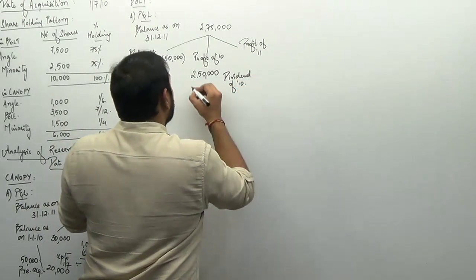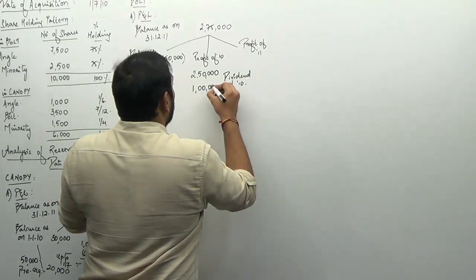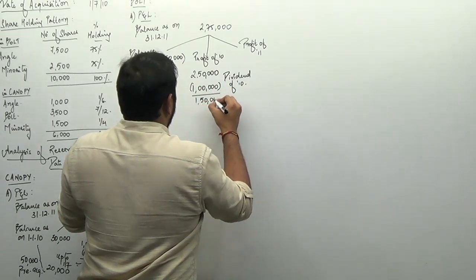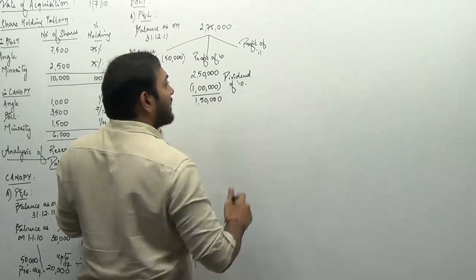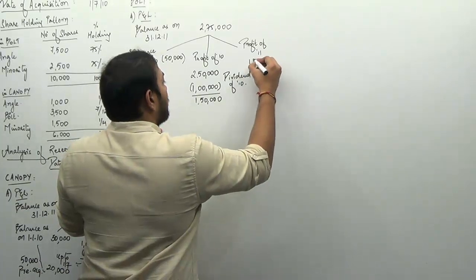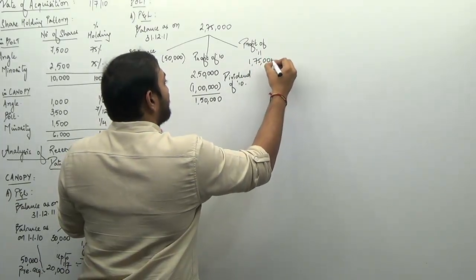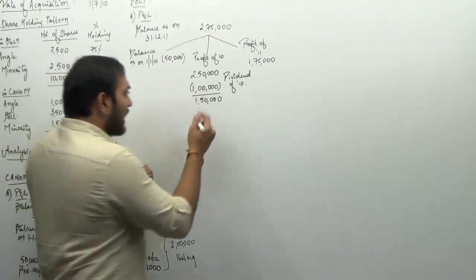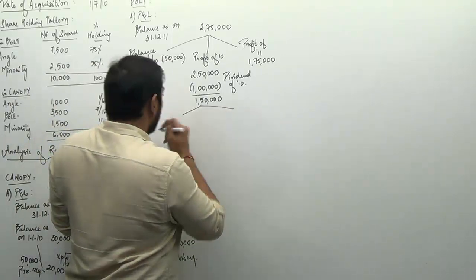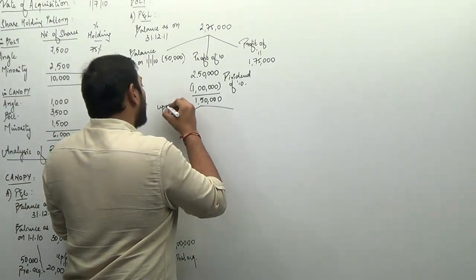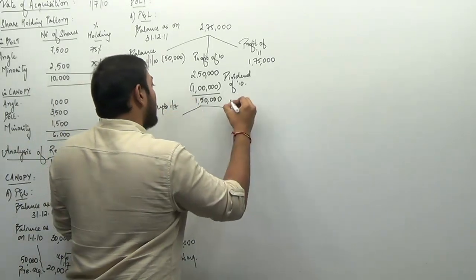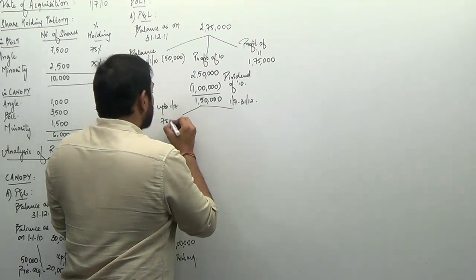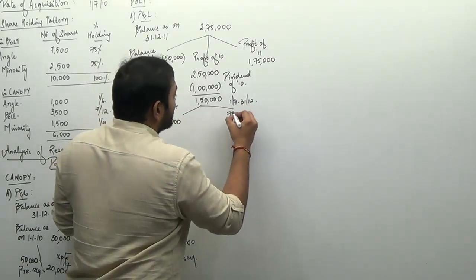Dividend of 2010, 10% is 1 lakh. This is 1,50,000, then profit of 2011 is 1,75,000. I still have an adjustment. I'm still not happy with the adjustment. I'll split it into two parts first: up to 1st July and from 1st July to 31st December. This I'm calling as 75,000 and 75,000. I still have an adjustment.